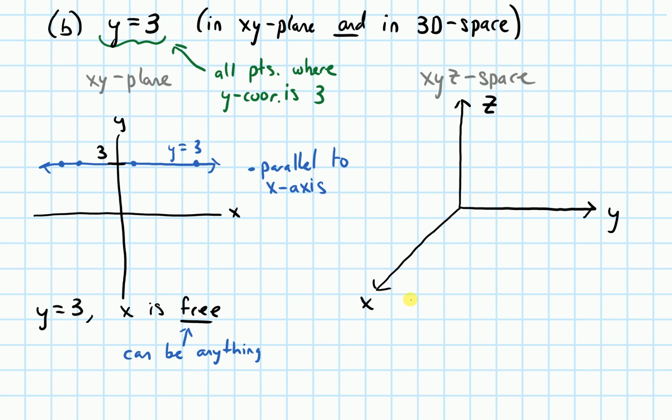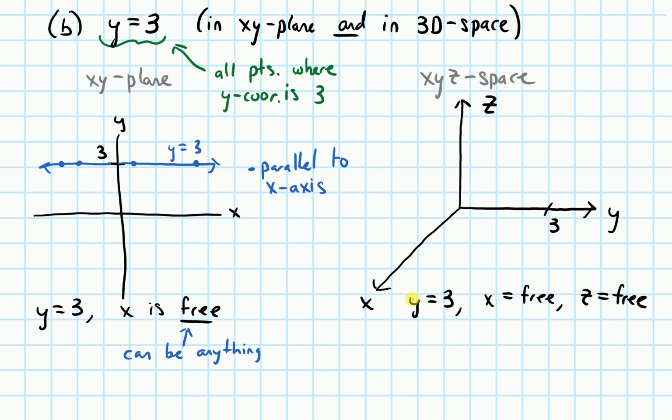Okay, so we are trying to draw y equals 3. But notice that there's no x and there's no z in this equation, which means that x and z are both free. So x is free and z is free. So the fact that 2 of my variables are free here means that, if I put a tick mark where y is 3, what we'll get, because 2 variables are free, is we'll get a 2-dimensional object. We're actually going to get a plane here.